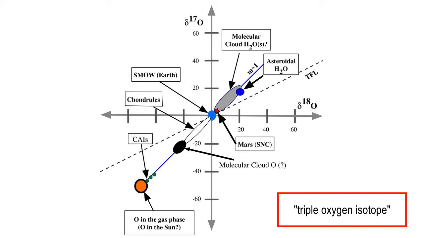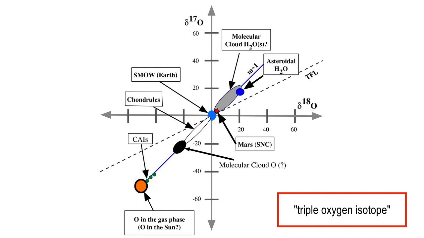Now, these ones are negatory. Here's some negative delta 17 on the vertical and delta 18 on the horizontal scale, and we got negatives. They didn't put the negatives in out here, but they put negatives down here on the vertical scale. You can see this one is the oxygen in the sun, they think, plotted down here, and this one is oxygen in molecular clouds out in the universe that we see.